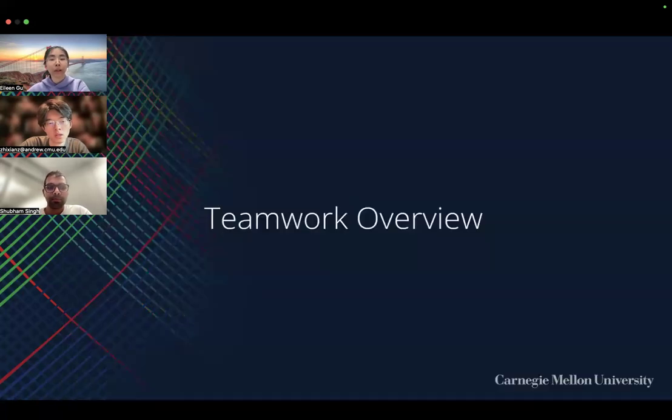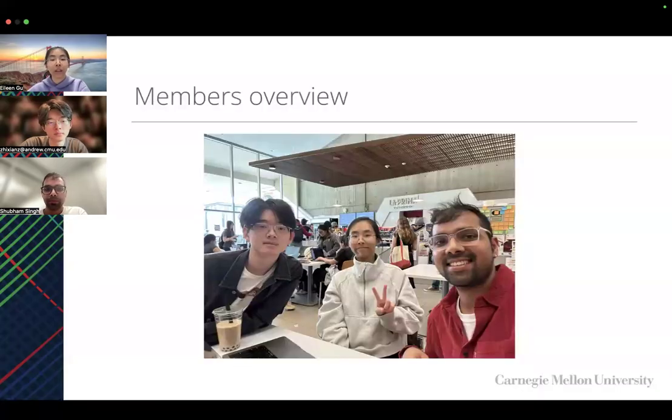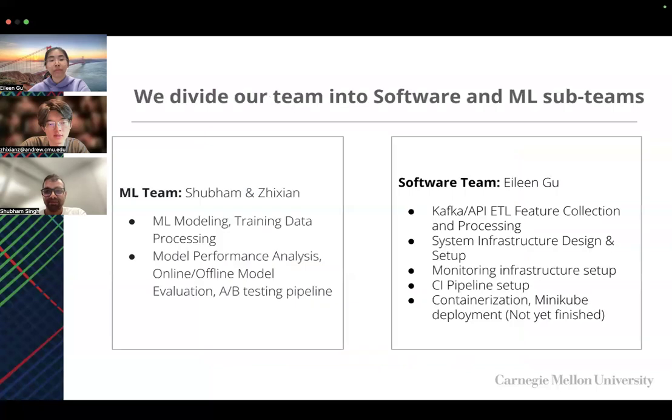Okay, so the final part is we'll go through an overview of our teamwork heuristics. First we'll go through a members overview. Currently we have 3 members in our team: Zhixian, me, Aileen Gu, and Shubham.